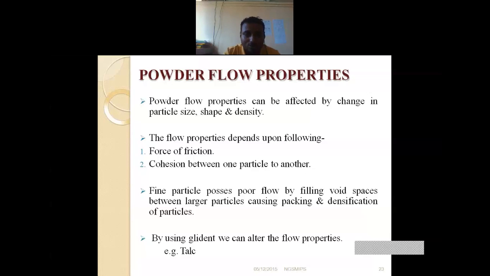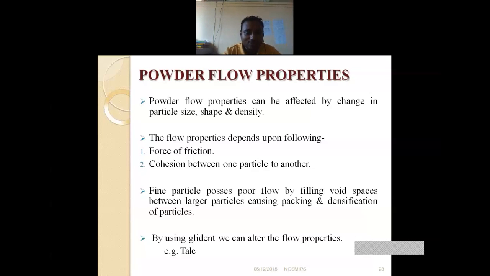So, cohesion between one particle and another. If it does not flow properly, the particles may cohere with each other, make friction with each other. That means the quality of the drug or the granules becomes degraded. When they collapse on each other, they become fine particles, not granules.